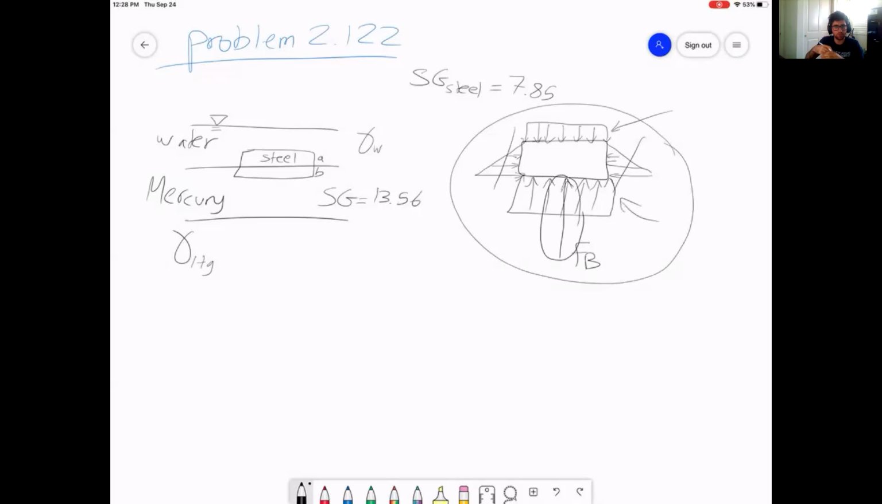Why is FB going from the bottom to the top? Because the bottom has a greater pressure distribution. That's why it's going up. Okay, good? Are you following, or did I lose you? You can ask me straight. There are two buoyant forces because you have two different fluids. That's why we have two buoyant forces.